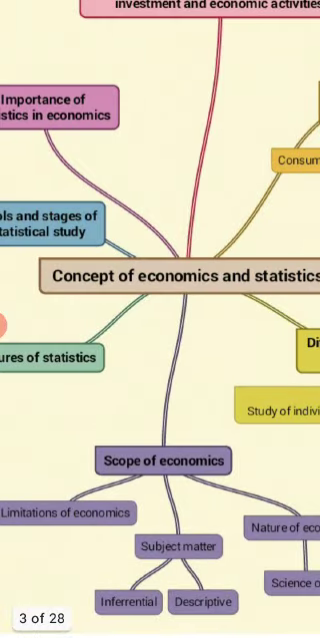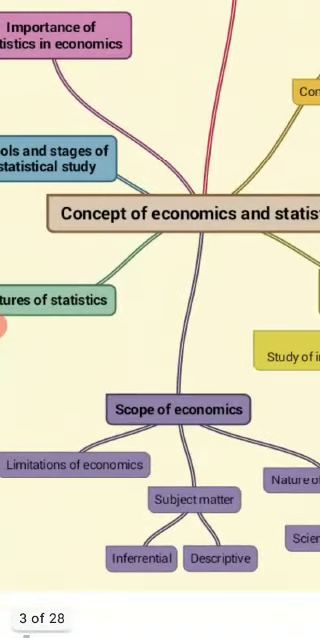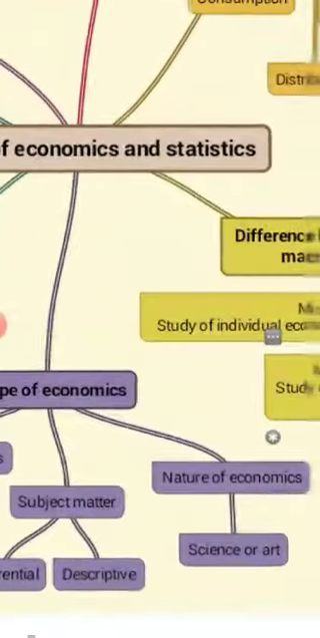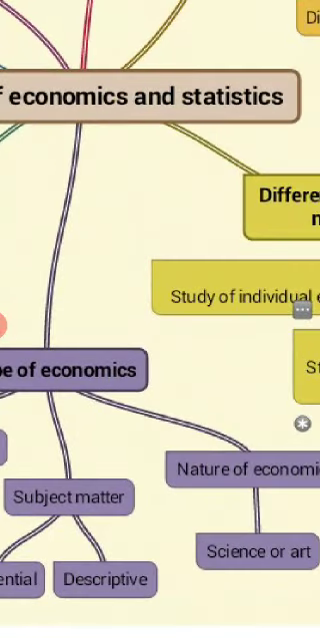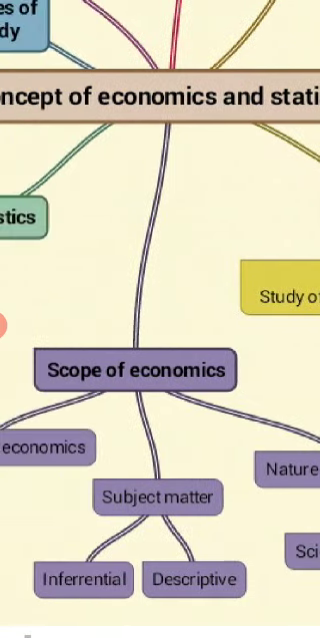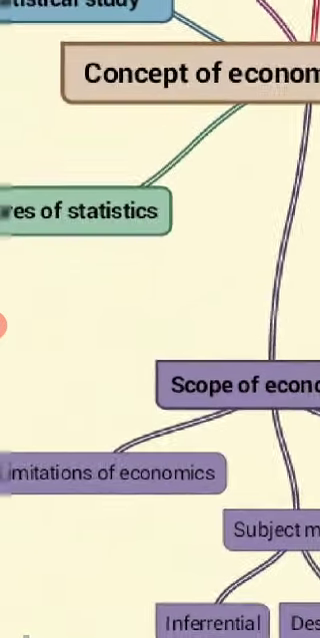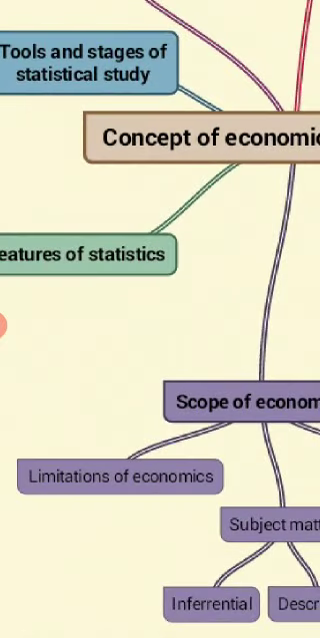Now, fourth main topic of the chapter is scope of economics. It includes three subtopics. One is nature of economics, whether economics is a science or an art. Second subtopic is subject matter of economics, that is inferential and descriptive. And third subtopic is limitations of economics.